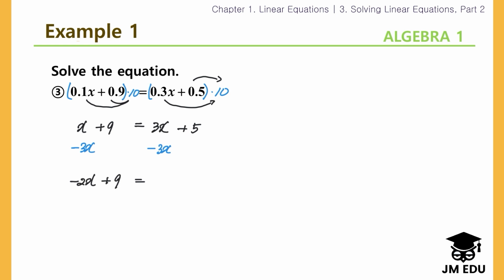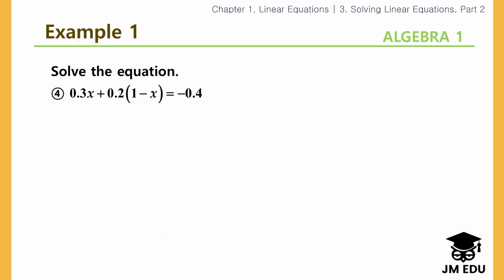3x minus 3x, that's 0. So we have a 5. Now subtract 9, right? So we have a negative 2x is equal to negative 4. Next step, divide by negative 2. So x is negative divided by negative positive, 4 over 2, that's 2.